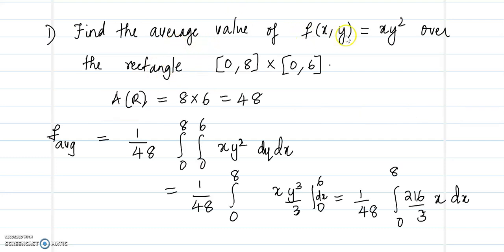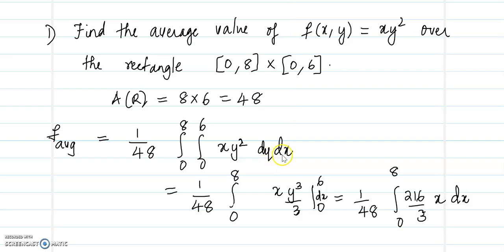So we will see an example. We are asked to find the average value of f of xy equal to xy square over the rectangle [0,8] cross [0,6]. So x varies from 0 to 8, and y varies from 0 to 6. The area will be (8 minus 0) into (6 minus 0), which is 8 into 6, that is 48. So by the average value formula, f average will be 1 by area, so 1 by 48 times the integral over R of f of xy dA.